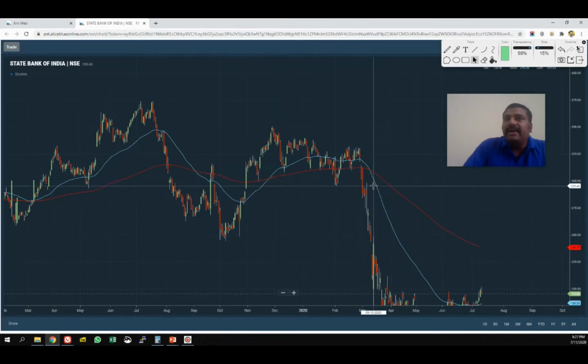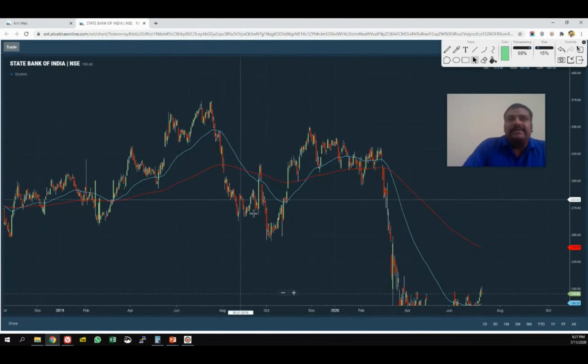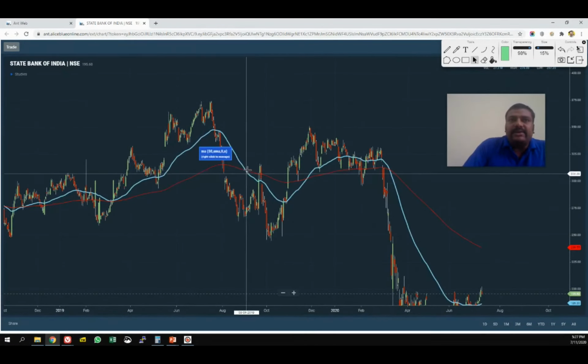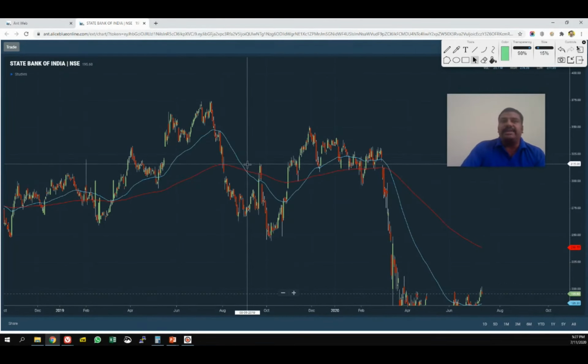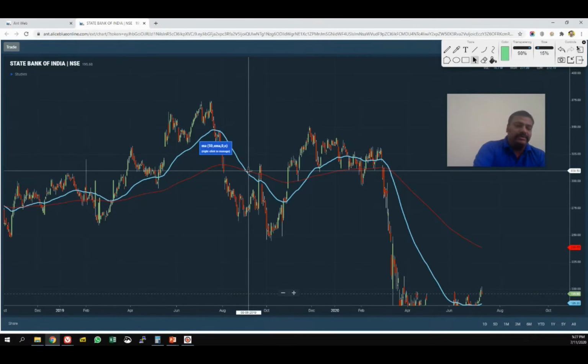So I have shown you how the entries are calculated here based on the moving average exponential 50 and 200 crossover.